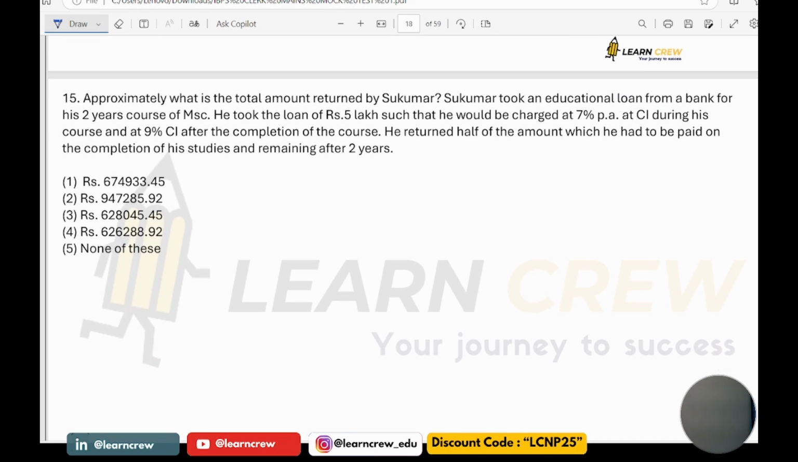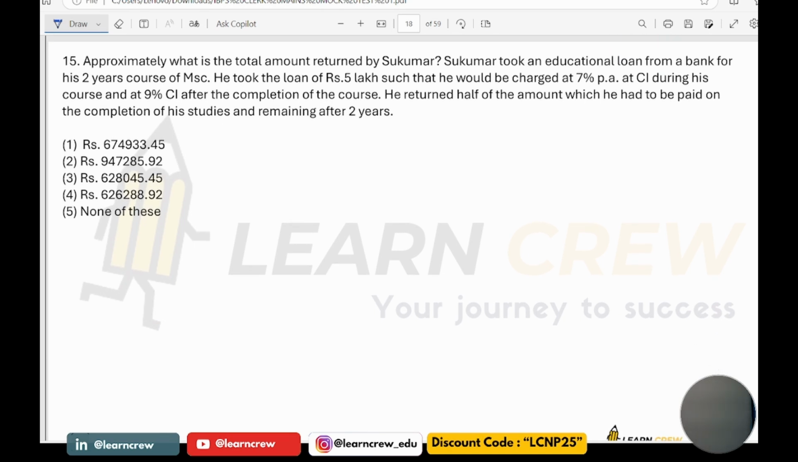Next, approximately what is the total amount returned by Sukumar? Sukumar took an educational loan from a bank for his 2 years course of MSc. He took a loan of 5 lakhs such that he would be charged 7% per annum compound interest during his course and 9% compound interest after the completion of his course. He returned half of the amount which he owed on the completion of his studies and the remaining after 2 years.